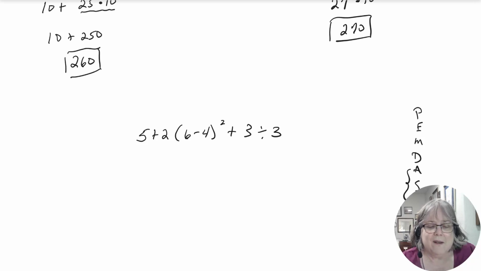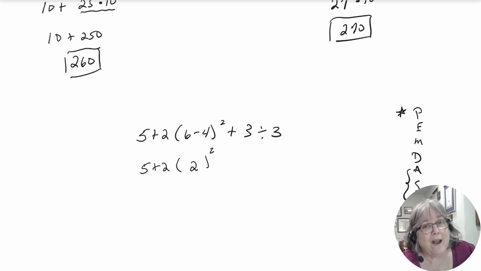All right. So you are not going to fall for that, because you are always going to start at the top right here and go, does it have parentheses? Yes, it surely does. So we are going to ignore that tempting 5 plus 2 and go inside the parentheses, and inside parentheses, do we have exponents? No. Multiplication or division? No. Addition or subtraction? Yes. Okay, 6 minus 4 is 2. We have this exponent on the outside, plus 3 divided by 3.